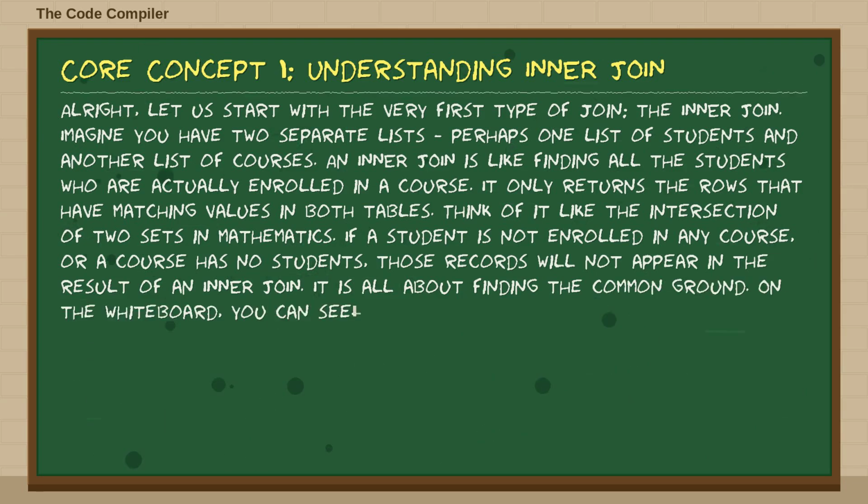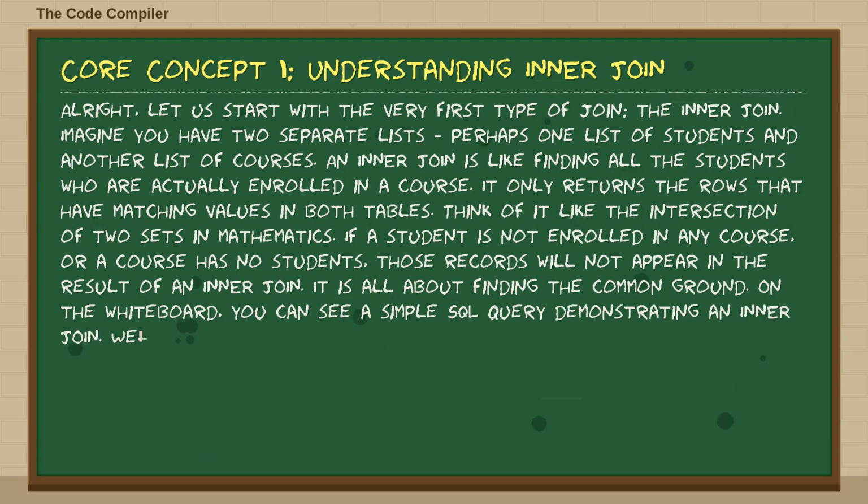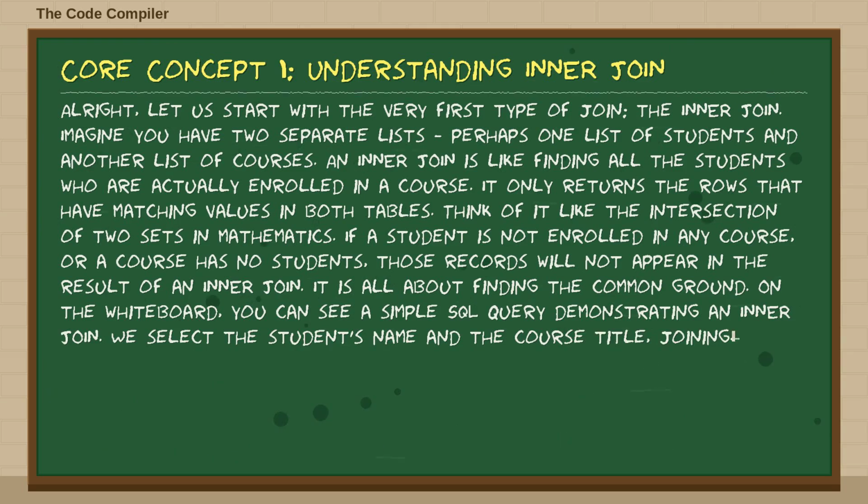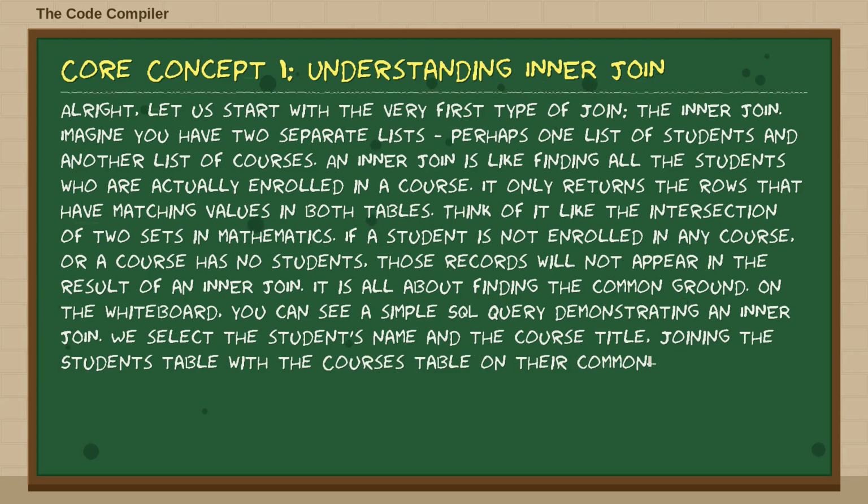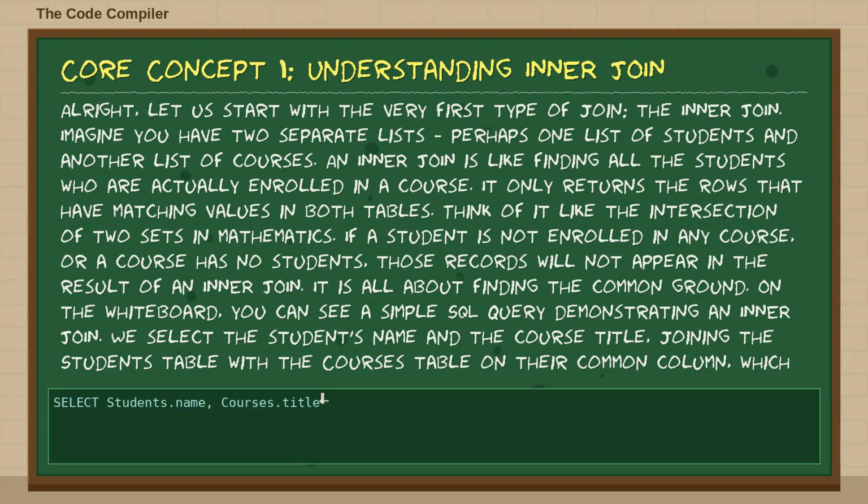On the whiteboard, you can see a simple SQL query demonstrating an inner join. We select the student's name and the course title, joining the students table with the courses table on their common column, which is course_ID. This ensures we only get student-course pairs where a match exists in both tables. Very straightforward, is it not?